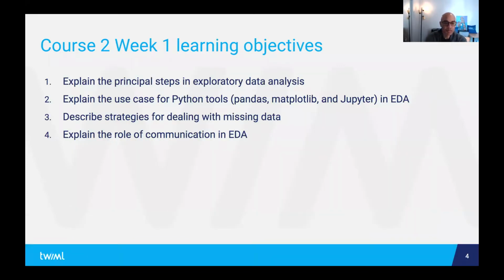The key learning objectives for the first part of course 2 are that you be able to explain the main steps in exploratory data analysis, explain the use case and the uses for the various Python tools that you use in EDA, describe the key strategies for dealing with missing data, and explain the role of communication in EDA.